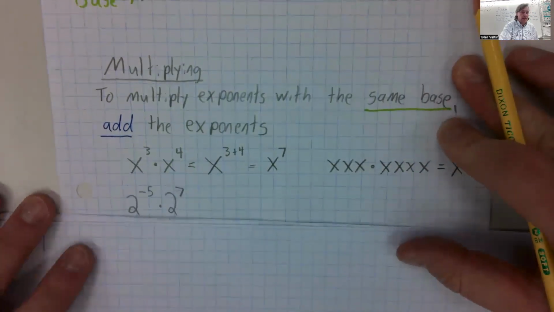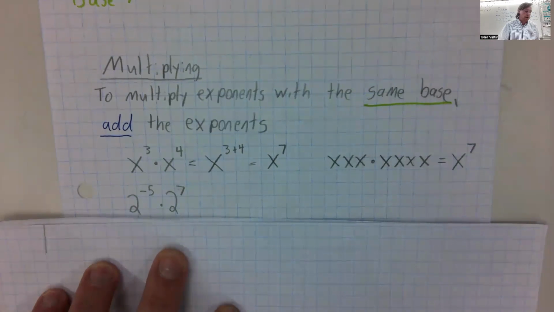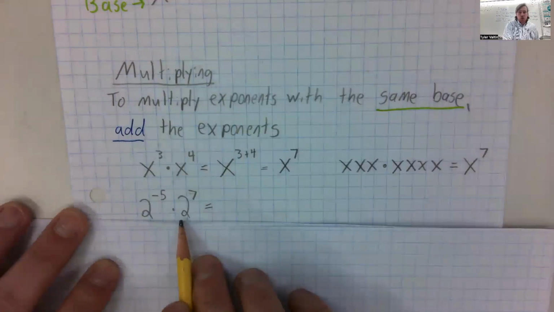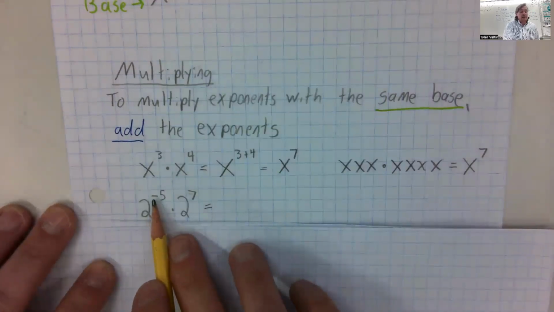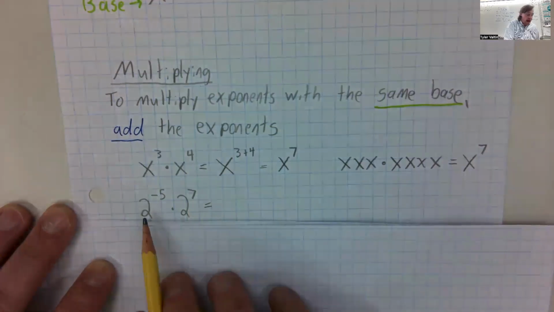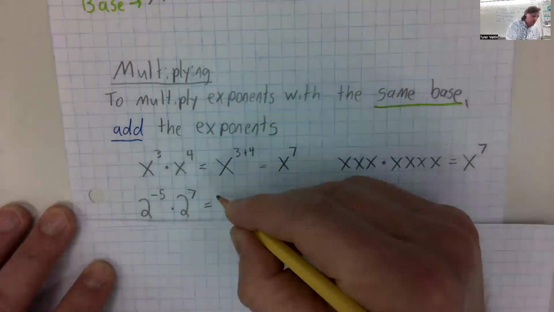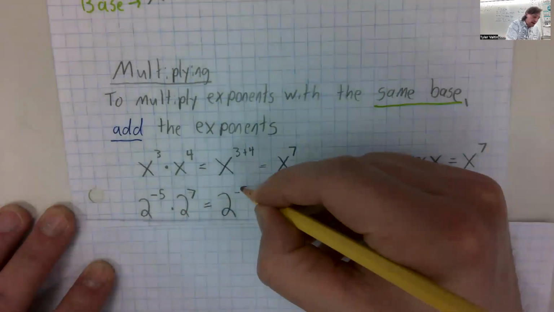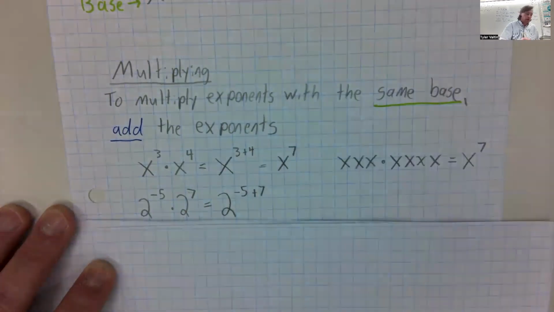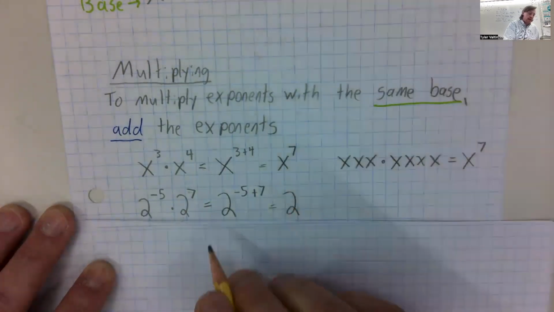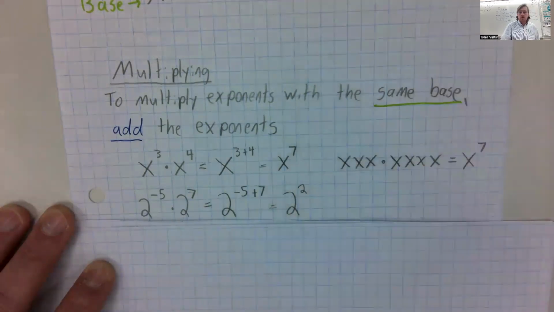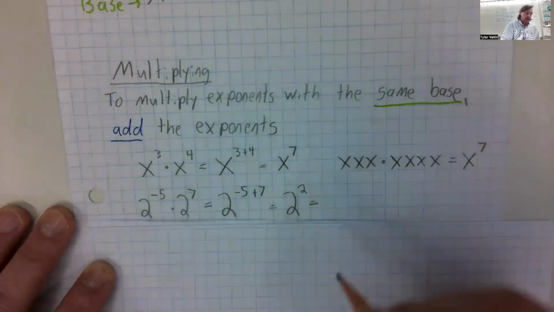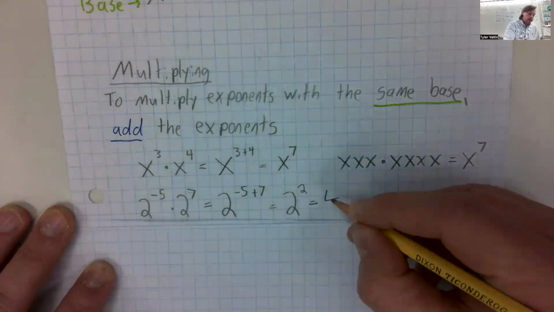Let's do another one. We've got some negative numbers here, but we're just going to use our integer rules and figure it out. My base here is 2 to the negative fifth times 2 to the 7th. I have the same base. The base is 2. So the base stays the same. And then I'm just going to add the exponents together. Negative 5 plus 7. What's negative 5 plus 7? Positive 2. And that is my simplified version of this expression. We could even take it a step farther. 2 to the second power is 4.